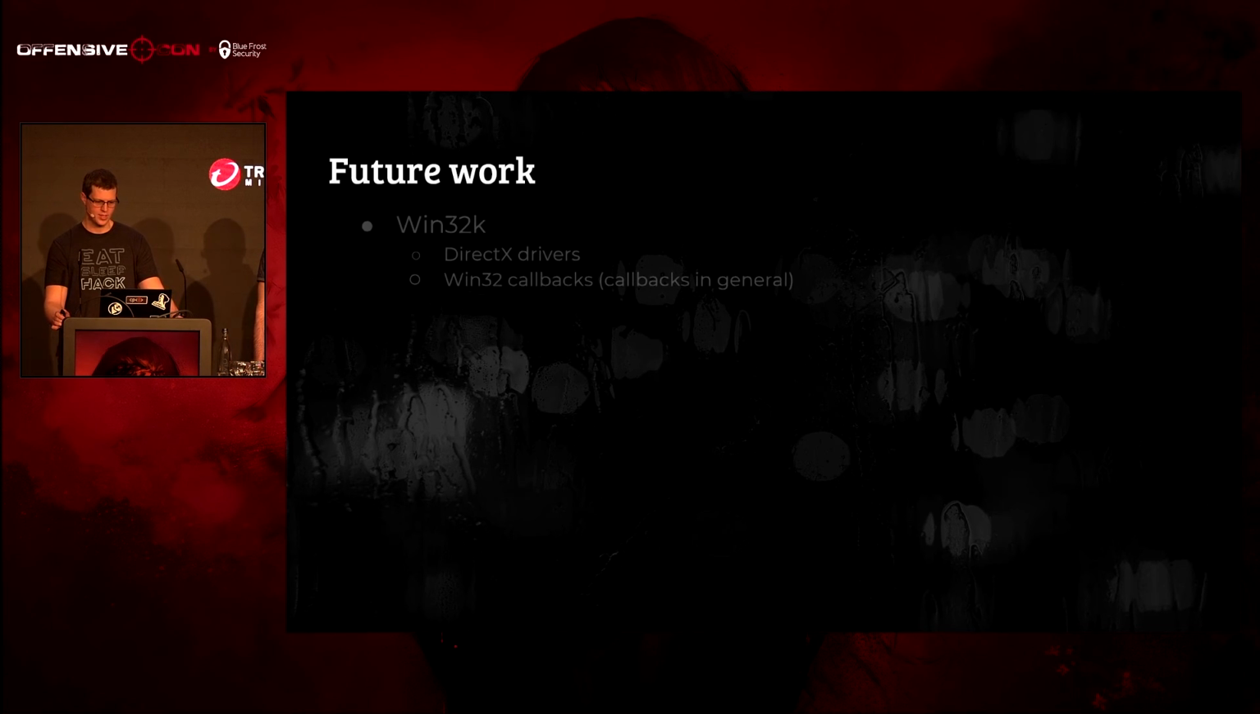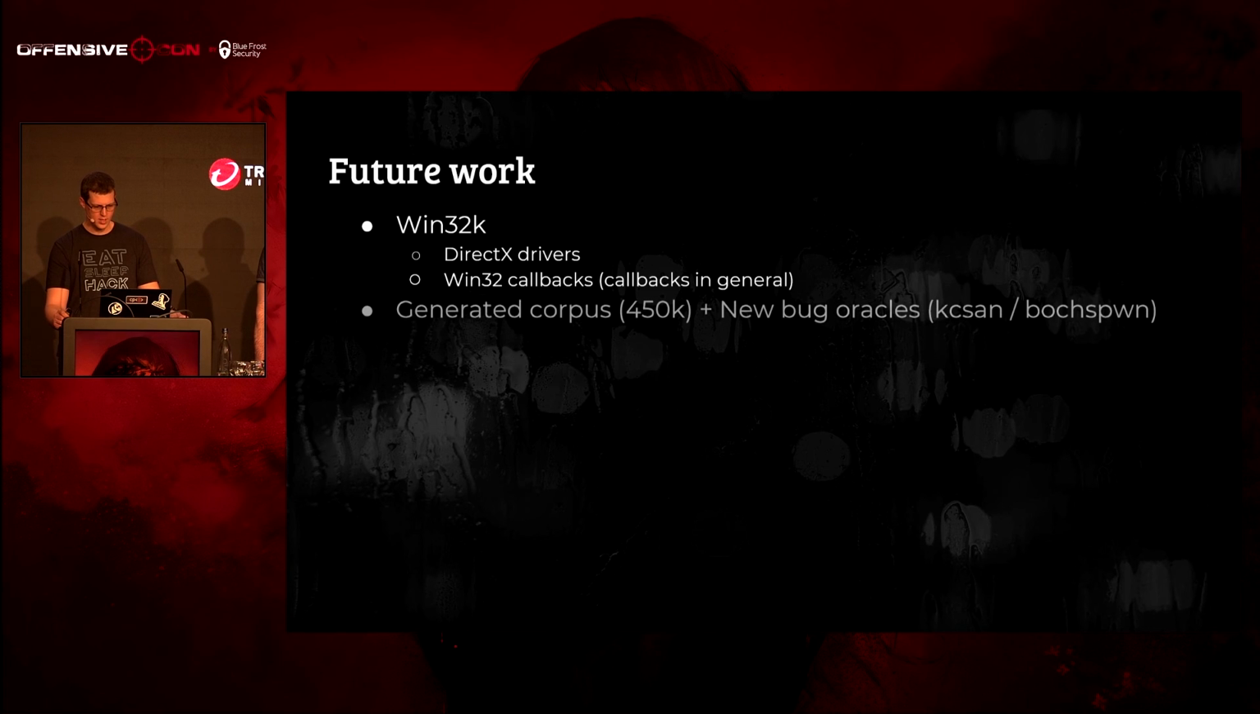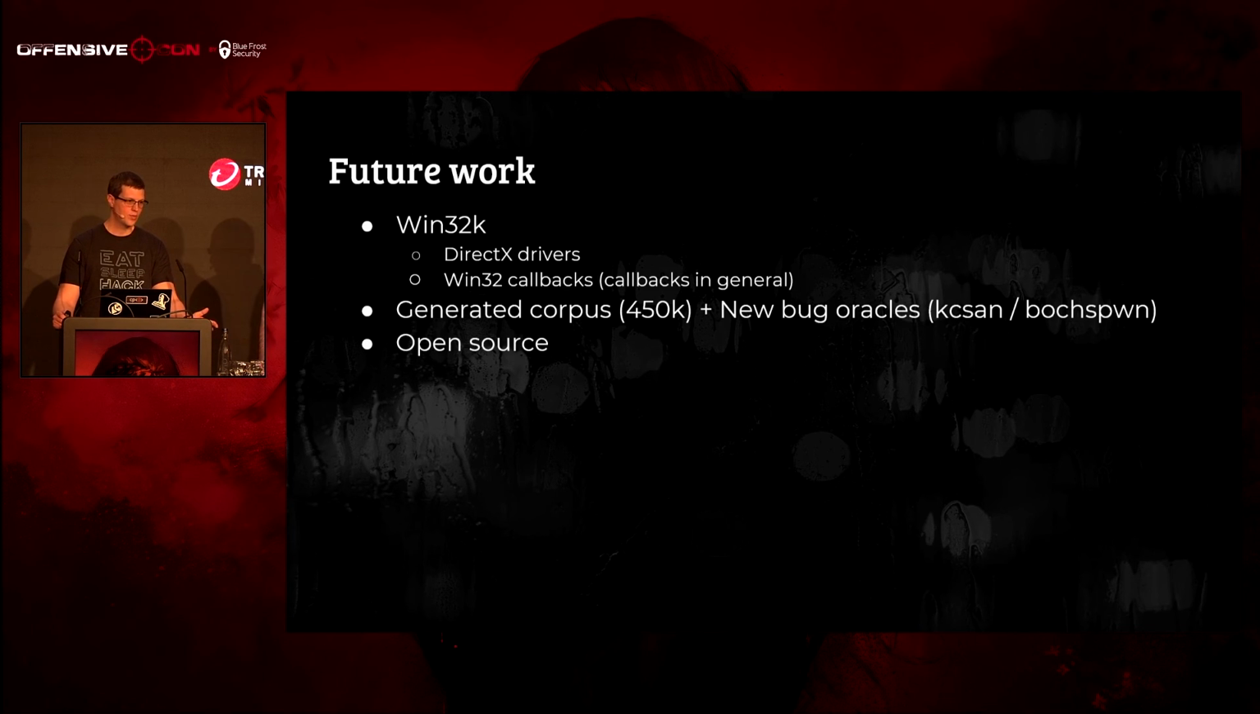So for future work, we want to fuzz DirectX, which we didn't fuzz because of limitations we encountered in Syzkaller, and also Win32k callbacks, which are a big attack surface for Win32k, generally user mode callbacks. Also, we have a pretty big corpus of programs, about 450 programs. And we want to try them out with new bug oracles that will be able to detect crashes in a more precise manner. We want to open source our port, and finally, we want to fuzz the rest of the kernel.